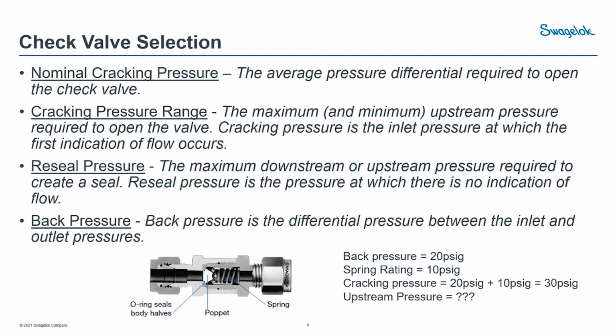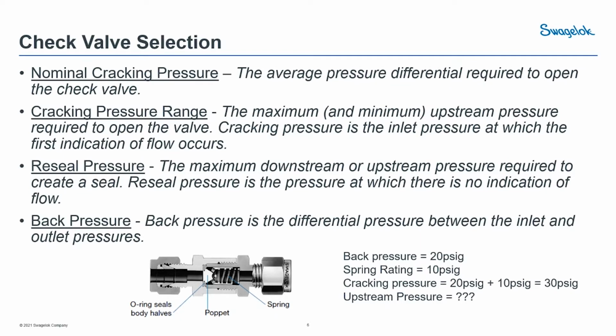In this example, if we had a back pressure of 20 psi, that's our differential inlet to outlet. So you could be 120 versus 100 or something. If the spring rating on this check valve is 10 psi, our cracking pressure would be 30 psi. Then what's our upstream pressure? Well, it's a question mark. We don't know, because again, these numbers are all based on differential. So the same check valve with the same cracking pressure can work over a lot of different ranges.